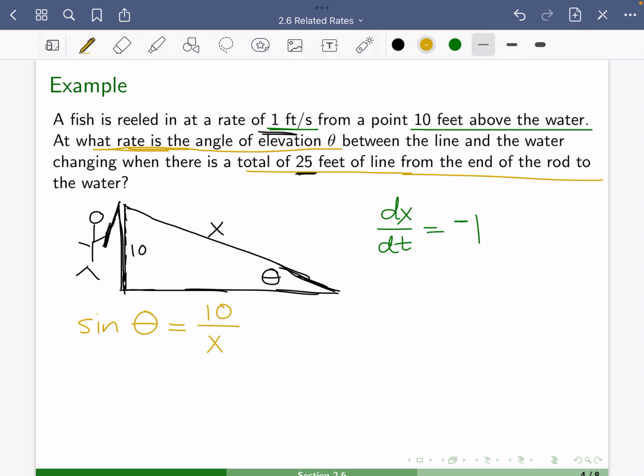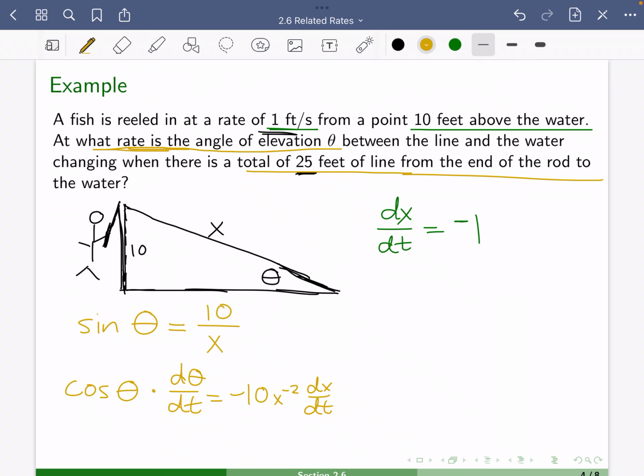Now we are going to implicitly find our derivative. All right, so the derivative of sine is cosine theta d theta/dt is equal to negative 10 x to the negative 2 dx/dt. So that is our derivative that we found implicitly.